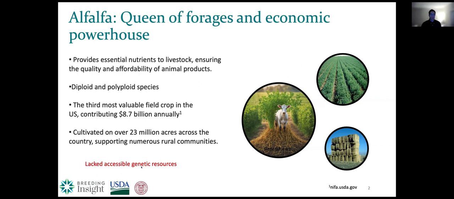Traditionally, alfalfa breeding has really relied on making decisions by eye. You can use genetic resources to try to expedite some of these selection decisions. But in alfalfa's case, accessible genetic resources had been lacking up until this point.